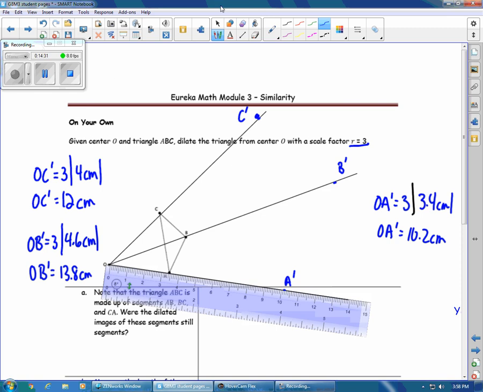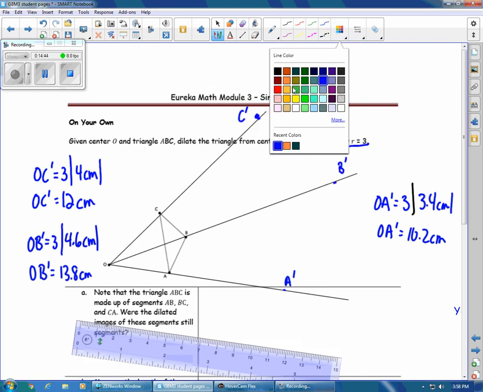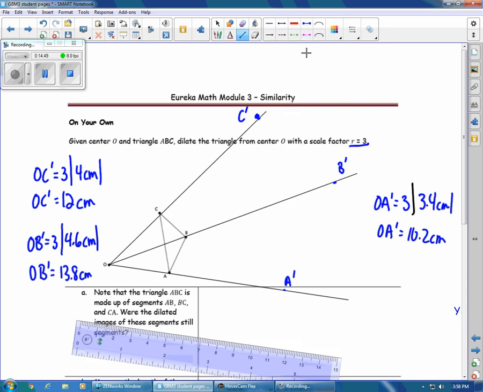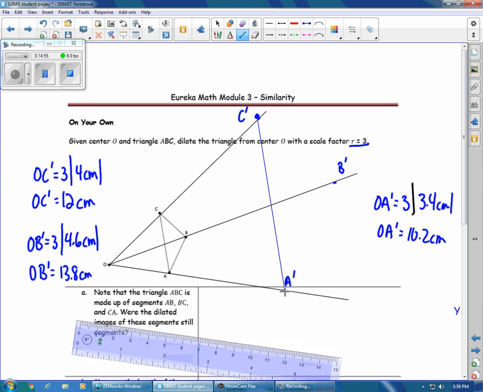Now I'm going to move my ruler. Again, you might need to keep your ruler because I need to connect all of my segments. So since C and A are connected here, I need to connect C prime and A prime. I'm going to do that with a nice blue line. So C and A. Then C and B are connected, so C prime and B prime need to be connected. And then A and B are connected, so A prime and B prime need to be connected. And you will see I created a similar triangle here.